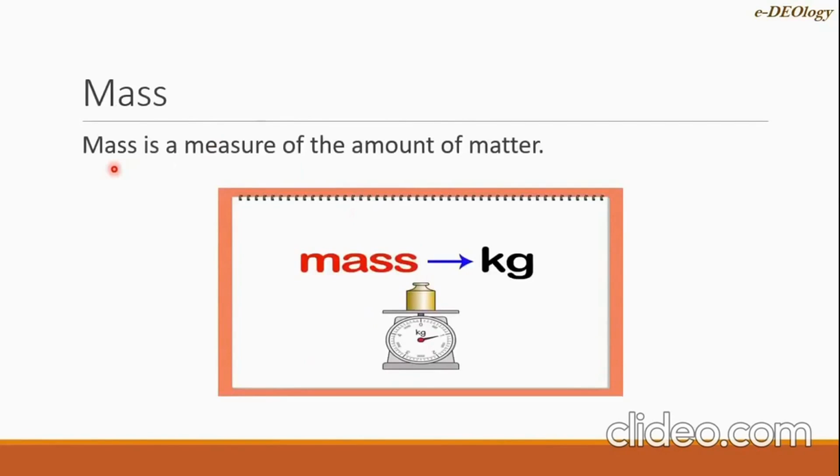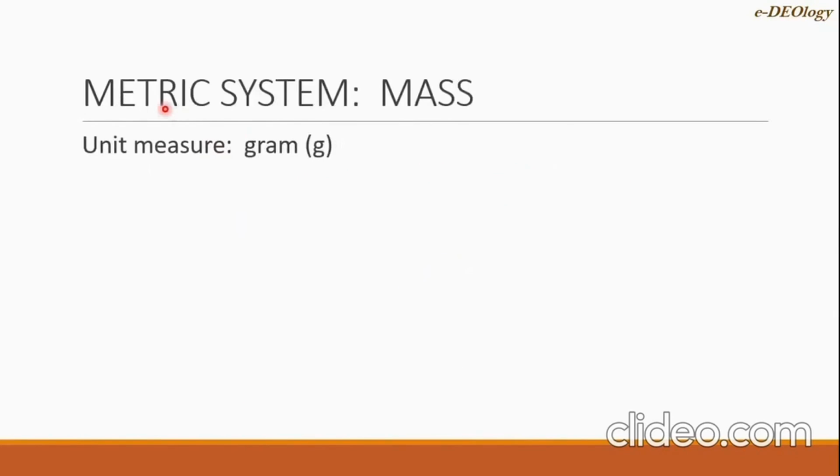Let's go to the mass. As defined, mass is a measure of the amount of matter. So for the metric system, for mass, the unit measure is gram, with a symbol small g. Let's see the other units. The first is kilogram, with a symbol kg, and 1 kilogram equals 1000 grams. You see the word kilo there and the 1000 value here. It makes sense.